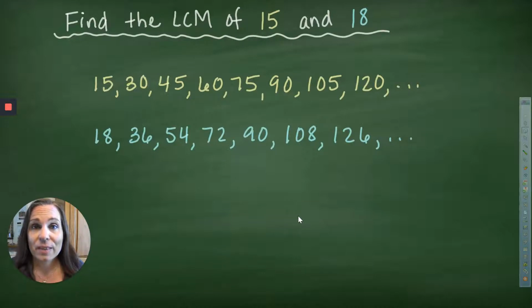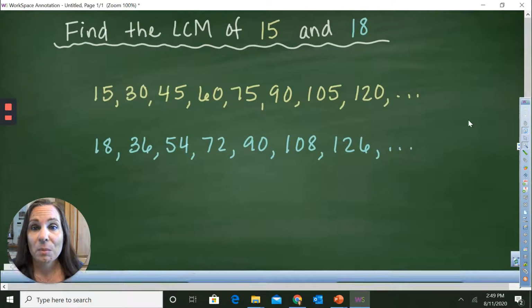Now, with this method, there's no magic number. I can't tell you to list the first 5 multiples or the first 8 or the first 10, because it's going to be different for every pair of numbers that you're working with. But you do need to just keep listing multiples until you have at least one, actually just one, in common. And that first number that you see that appears on both lists is your least common multiple.